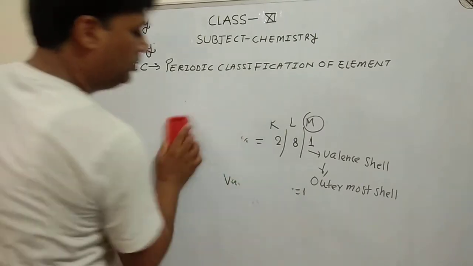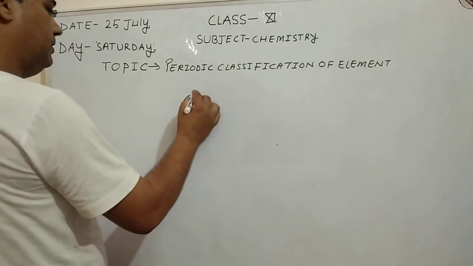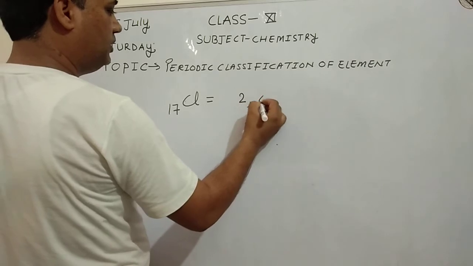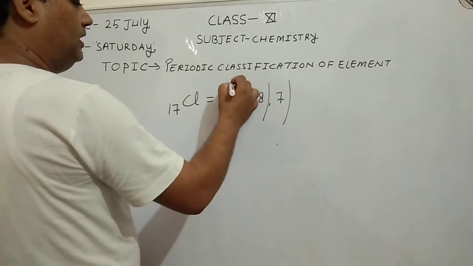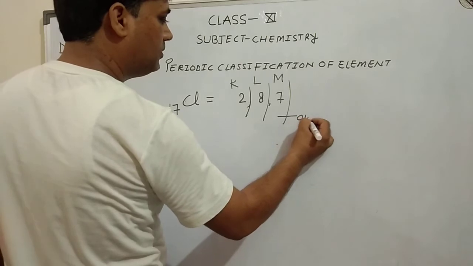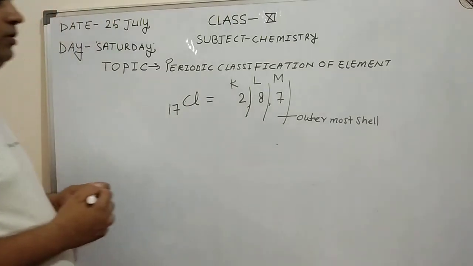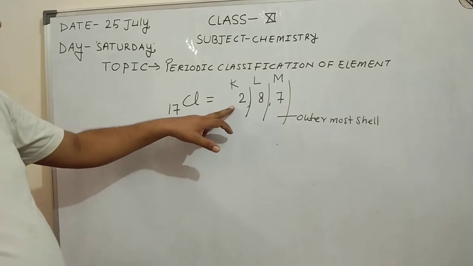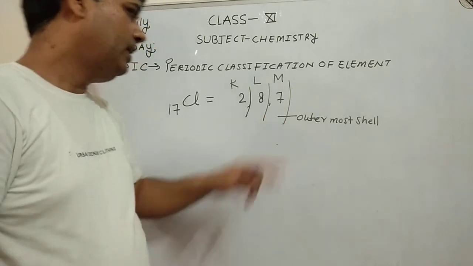Next example, I am going to discuss chlorine. Its atomic number is 17. So its electronic configuration is 2, 8, 7. This is the K shell, this is the L shell, this is the M shell. The M shell is known as the outermost shell. So the last shell contains 7 electrons. The first shell contains 2 electrons, the second shell contains 8 electrons, and the last shell contains 7 electrons.